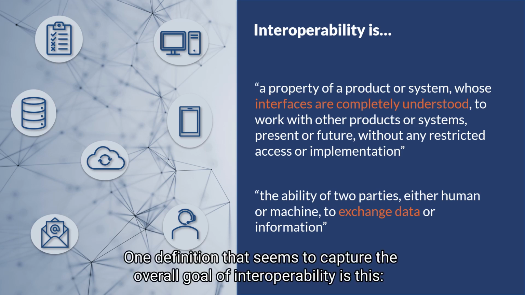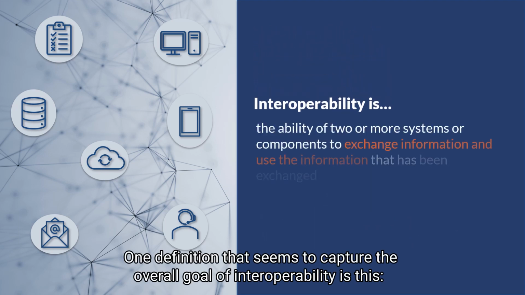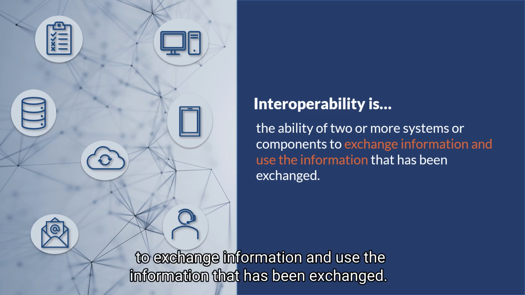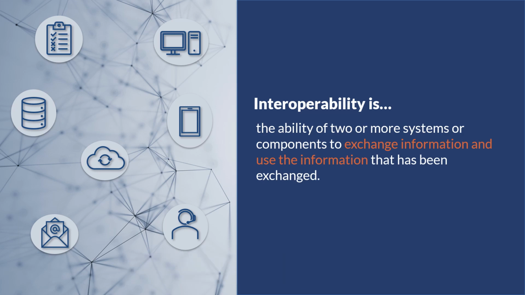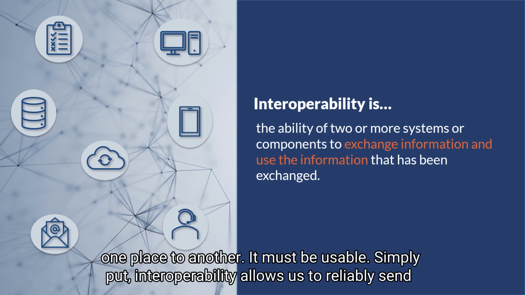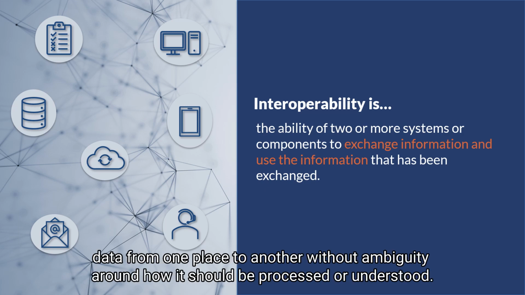One definition that seems to capture the overall goal of interoperability is this. Interoperability is the ability of two or more systems or components to exchange information and use the information that has been exchanged. And that second part is really the most important part. It's not enough to just send data from one place to another, it must be usable. Simply put, interoperability allows us to reliably send data from one place to another without ambiguity around how it should be processed or understood.